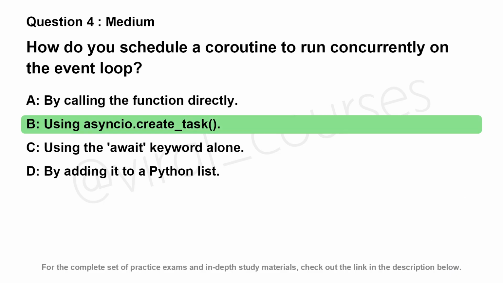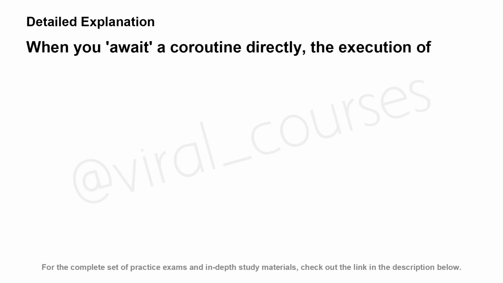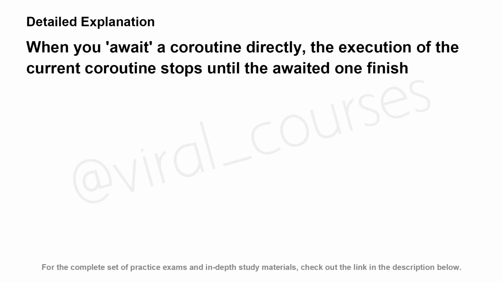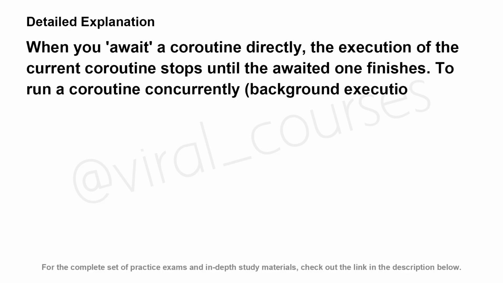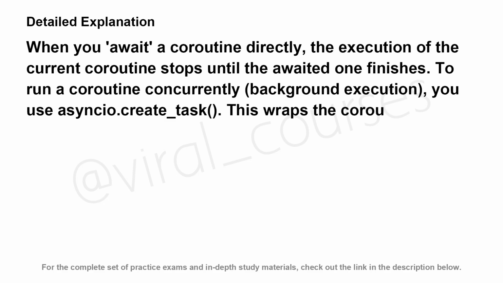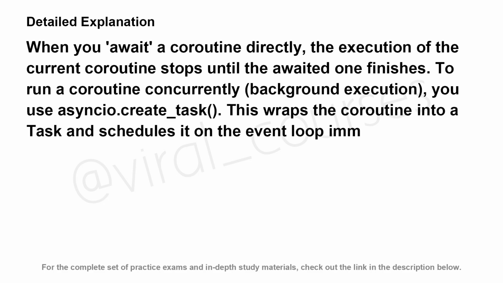The correct answer is B. When you await a coroutine directly, the execution of the current coroutine stops until the awaited one finishes. To run a coroutine concurrently, in background execution, you use asyncio.create_task. This wraps the coroutine into a task and schedules it on the event loop immediately.